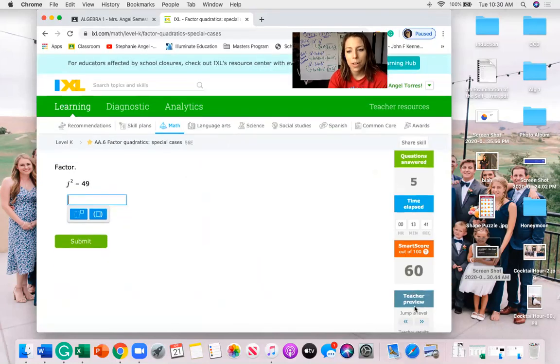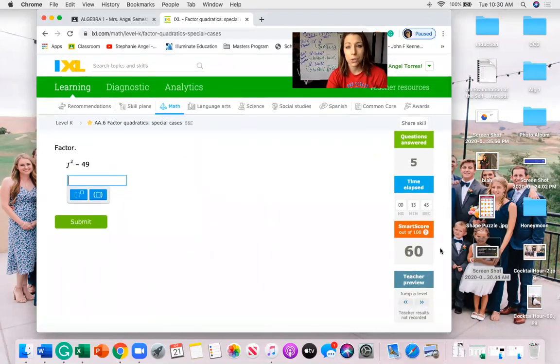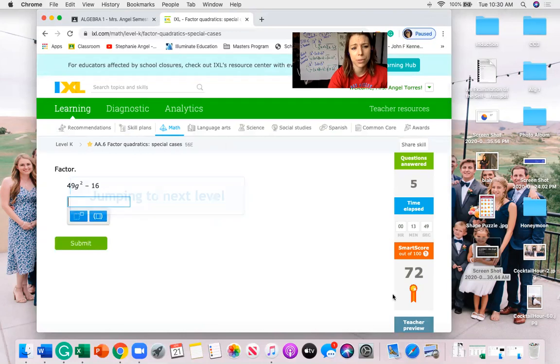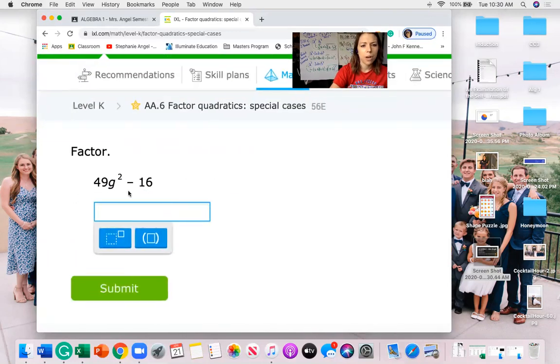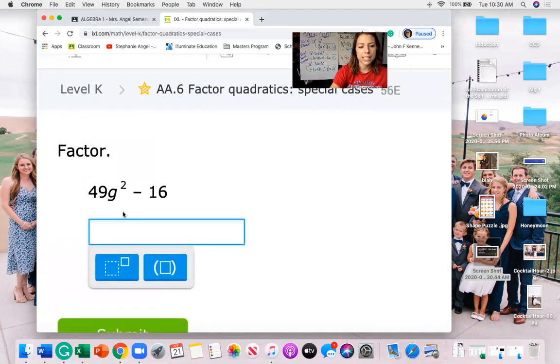Okay, we're going to jump one more level here because right now we're only at a SMART score of 60, and we haven't really hit anything that's that challenging yet. So let's go ahead and jump all the way up to a SMART score of 72. Okay, 49g squared minus 16.